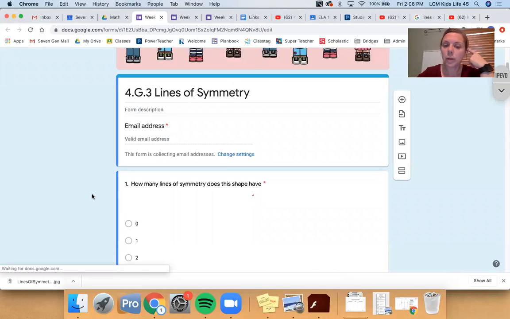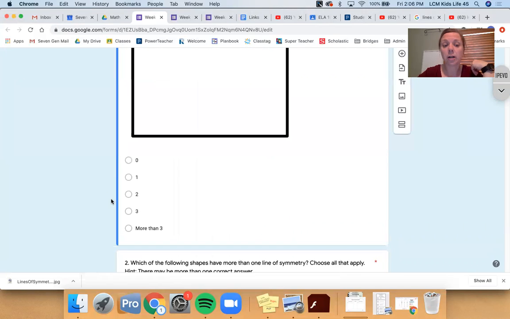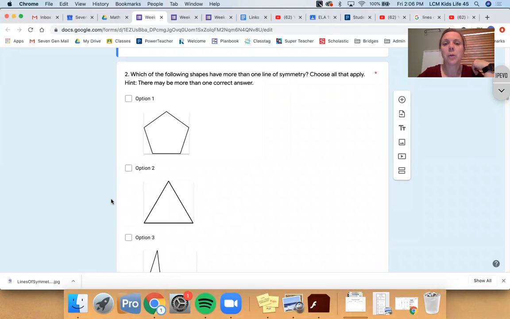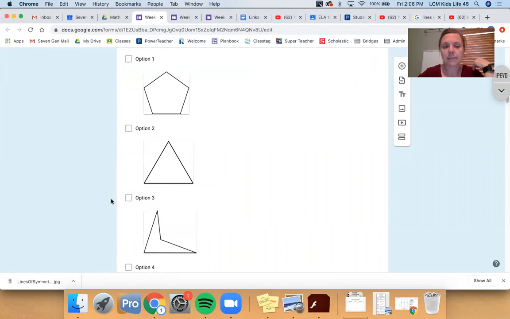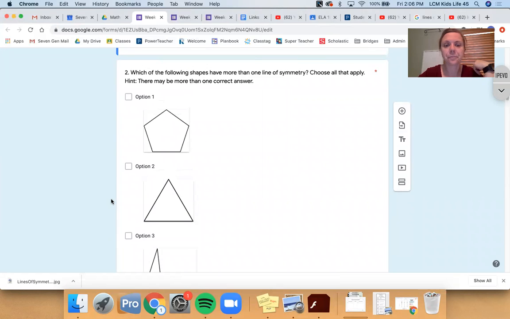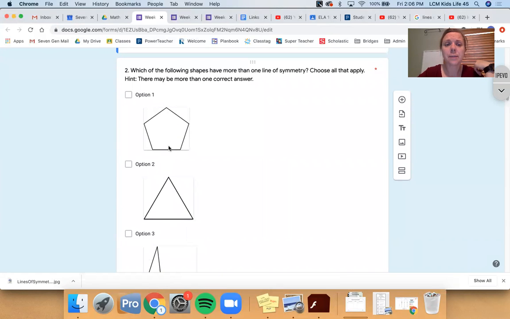So I think we went over the square question. Let's look at this number 2. Which of the following have more than one line of symmetry? Okay, so if you think about this, you could fold this up and down this way. This would have one line of symmetry. But if you tried to fold it up this way, it would not work.